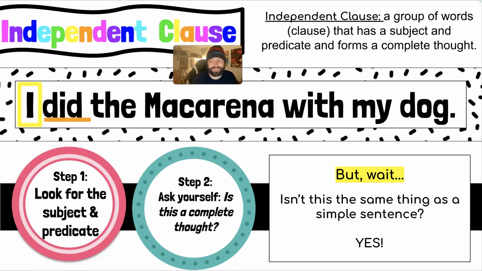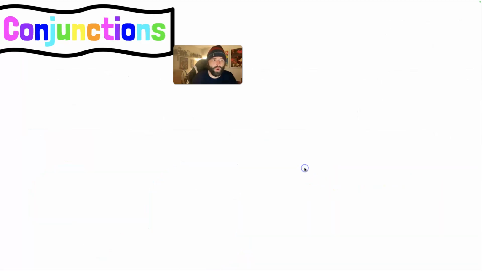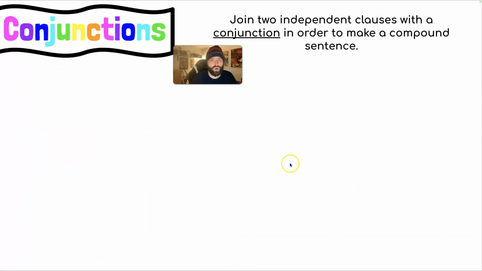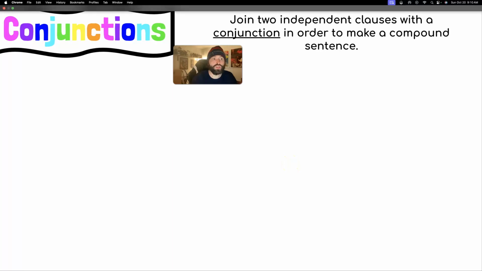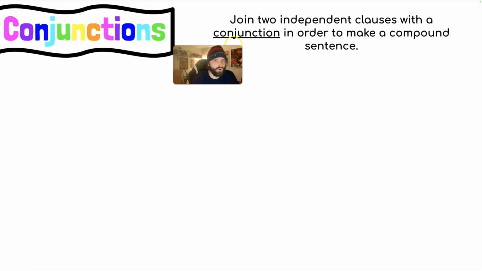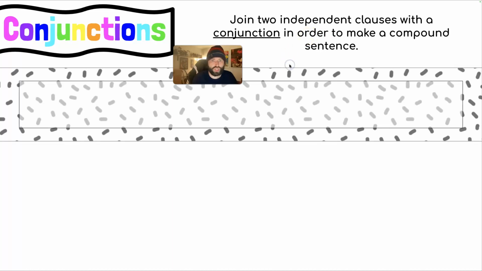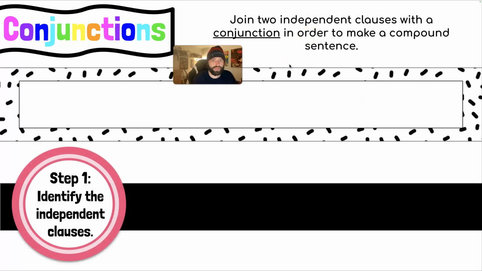But wait, isn't this the same thing as a simple sentence? Yes, gotta love English. We have independent clause, simple sentence, complete thought, all the same things, gotta give them different names. But moving on, these are what's gonna help us understand how to write what is known as a compound sentence. So conjunctions, again, something we've already practiced with, these join two independent clauses. So we join two independent clauses with a conjunction in order to make a compound sentence. Conjunctions just join two things together.